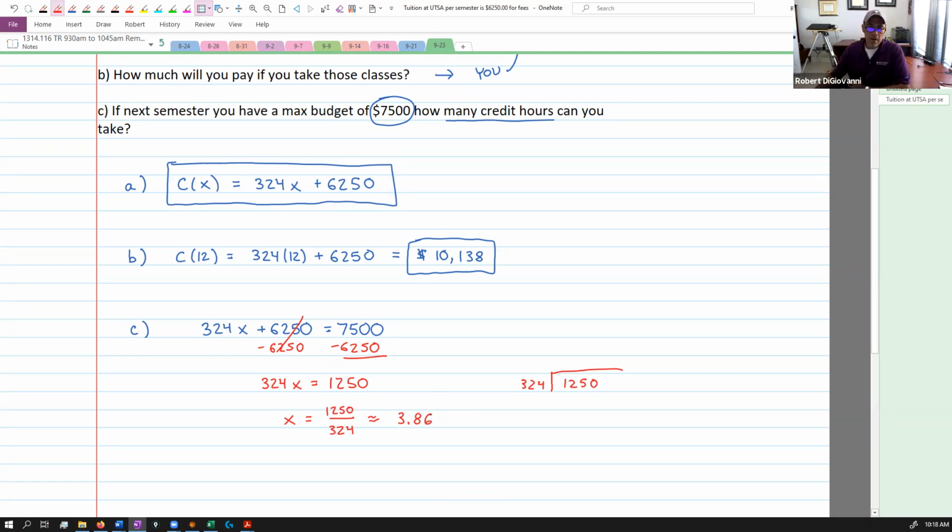So looking at this answer, you can't quite take 4 credit hours with that budget. You need a little more money to be able to do 4 credit hours. So the most you can take is 3 credit hours. Make sense?